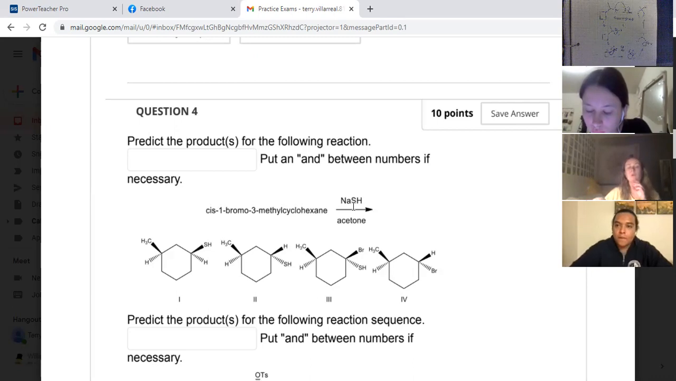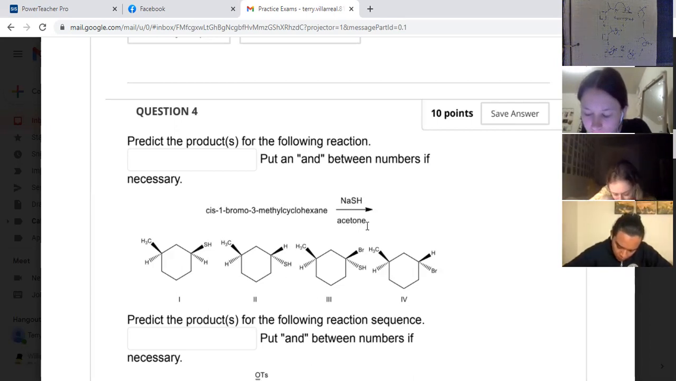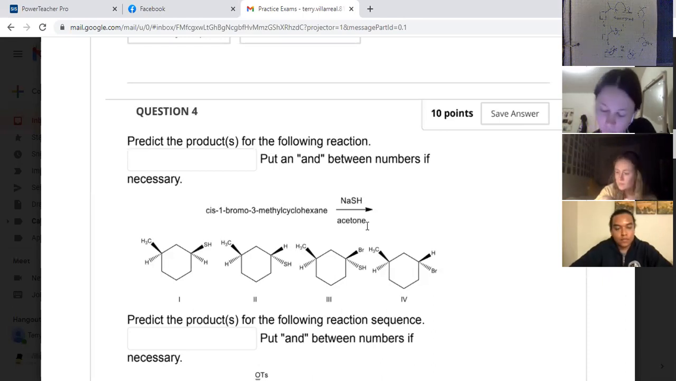But what is your last dead giveaway that this is SN2? Your solvent acetone is polar aprotic. That's an SN2 solvent. Also, look at your answers. Do any of your answers have double bonds? So it cannot be an elimination reaction. It has to be a substitution.